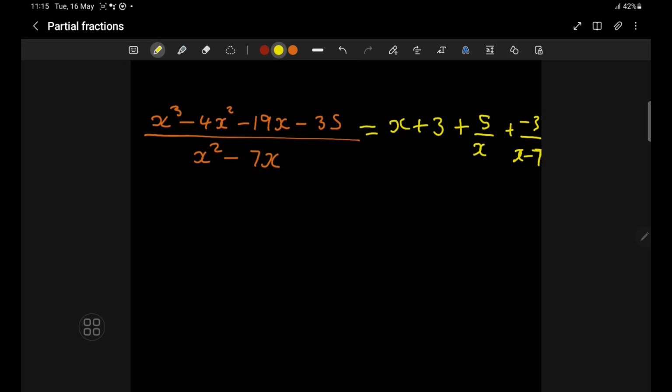So this is what you do for an expression where the numerator has a higher exponent than the denominator.